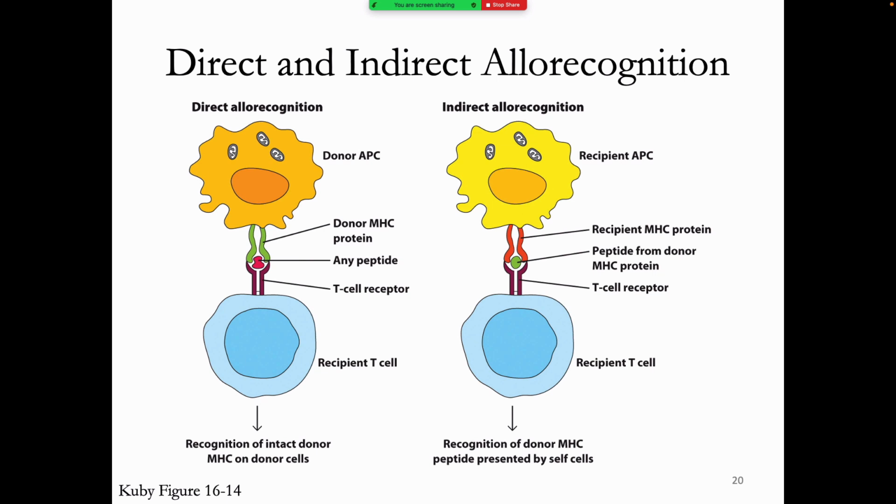And since that MHC is not your MHC, that's going to be a foreign peptide. And so now we've got your dendritic cells, your APC, recipient APC, that is presenting peptides from the donor. And so now you're presenting that actual foreign peptide on your MHC. This should look like the standard MHC presentation and recognition we talked about earlier in the semester. And your T cells are going to respond.